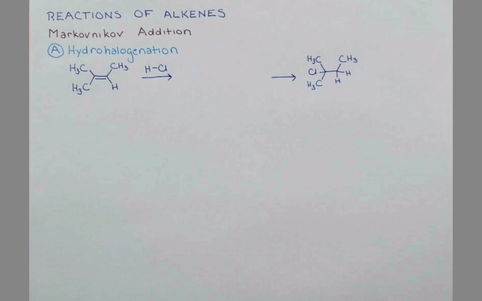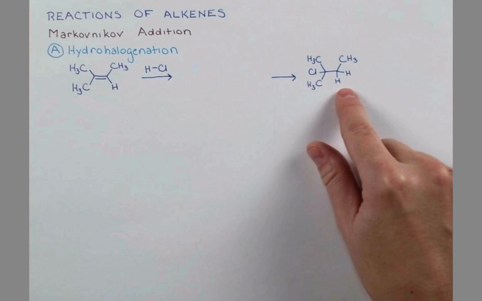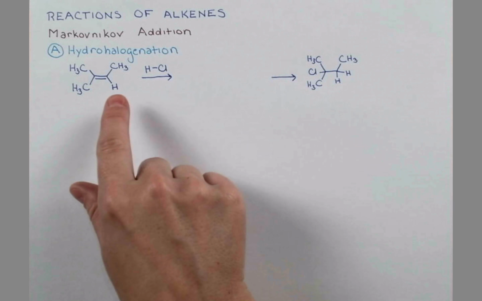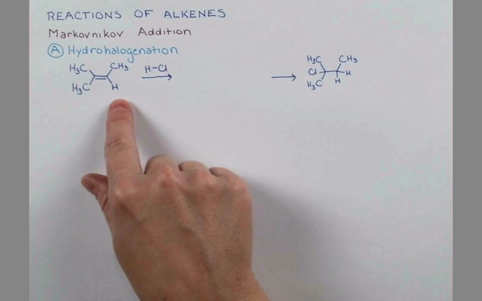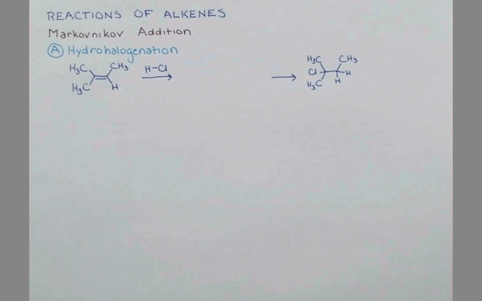And this is the definition of Markovnikov addition. We get addition of the hydrogen to the side that has more hydrogens to begin with, the less substituted side of the alkene, and the chlorine adds on the more substituted side. We need to look at a mechanism to see why this occurs.